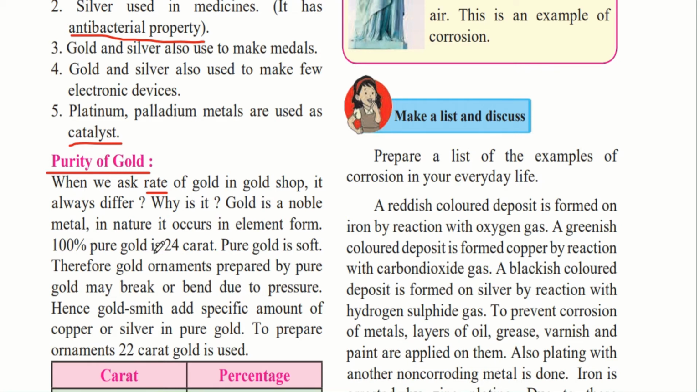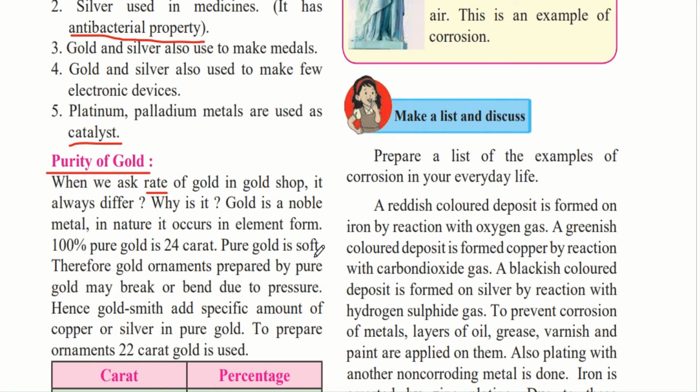So 100% pure gold is 24 karat gold. So this 100% pure gold is the most expensive because it is pure gold. Pure gold is soft. Therefore, gold ornaments prepared from pure gold may break or bend due to pressure.